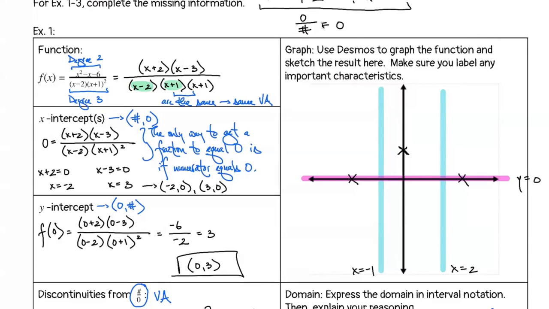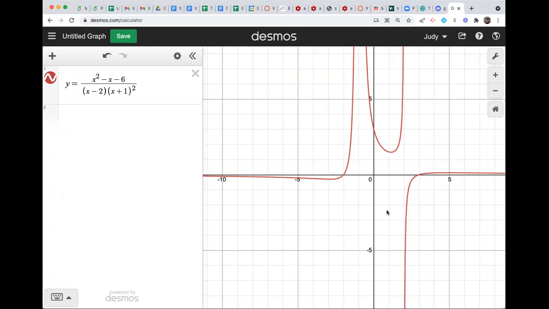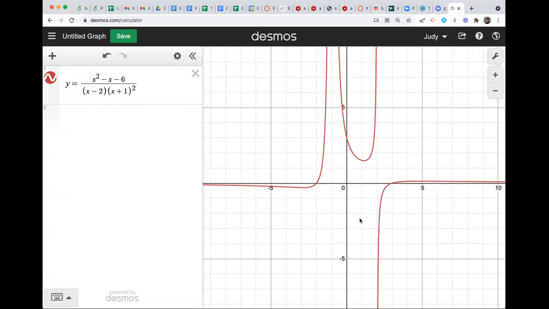I'm going to stop sharing my screen here, and I'm going to go ahead and share my other screen. So many screens. And when we graph the original function, we get something kind of like this.